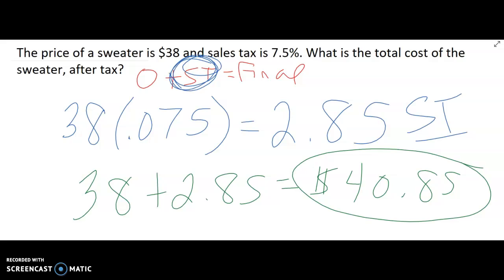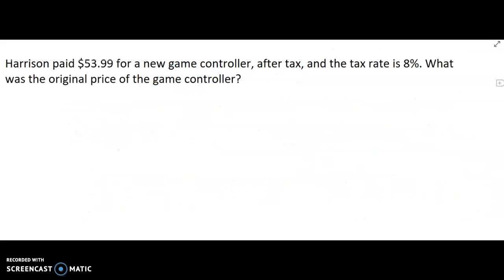Okay, so that's that. Let's go to Harrison. Harrison paid $53.99 for a new game controller after tax. And the tax rate is 8%. What was the original price of the game controller? Now, there are a few different ways to do these types of problems, all right? But again, I'm trying to stay consistent with the formulas that we've used to keep everything in line.